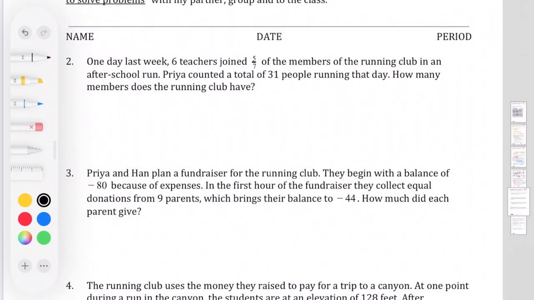So go ahead. All right, and number 2: one day last week, 6 teachers joined 5/7 of the members of the running club in an after-school run. Priya counted that 31 people were running that day. How many members does the running club have? Well, I know some of you would look at this and say, they got 7 and only 5 of them showed up. But that doesn't help us get to 31 people because we added 6 teachers and we had a total of 31 people.